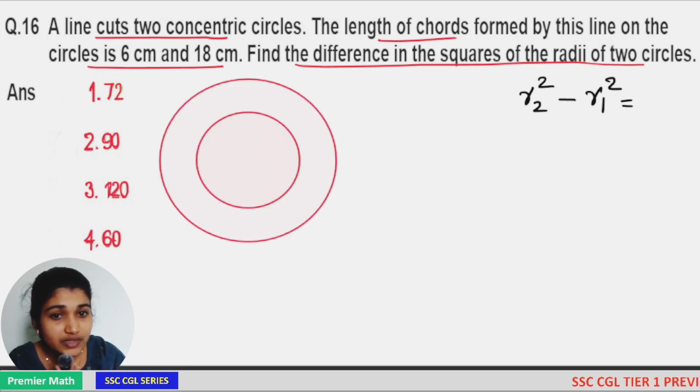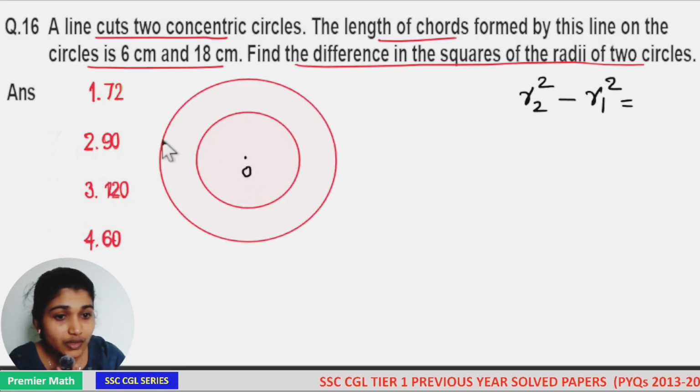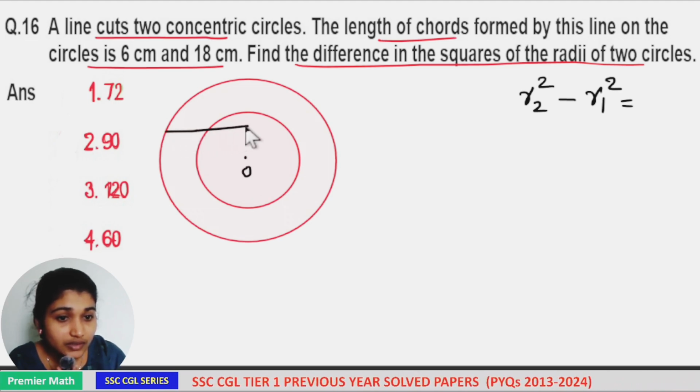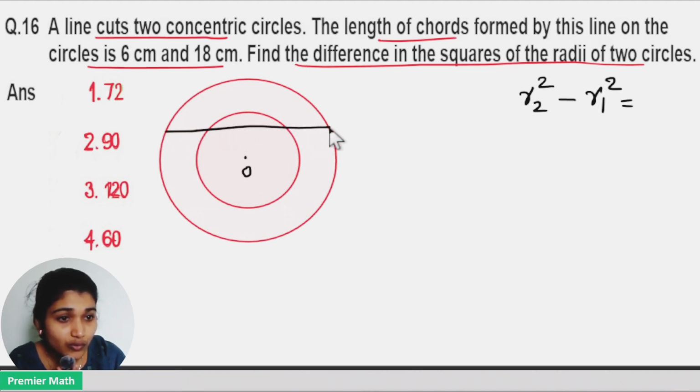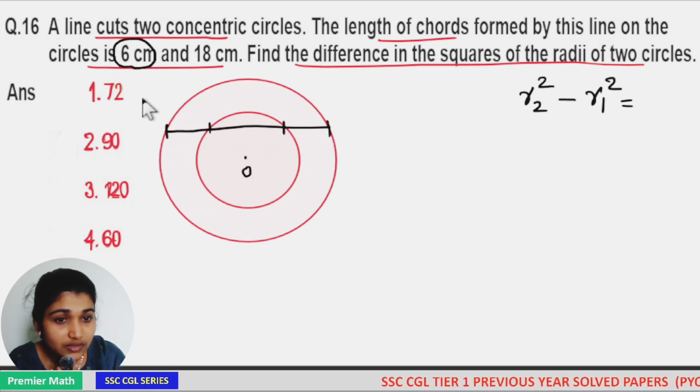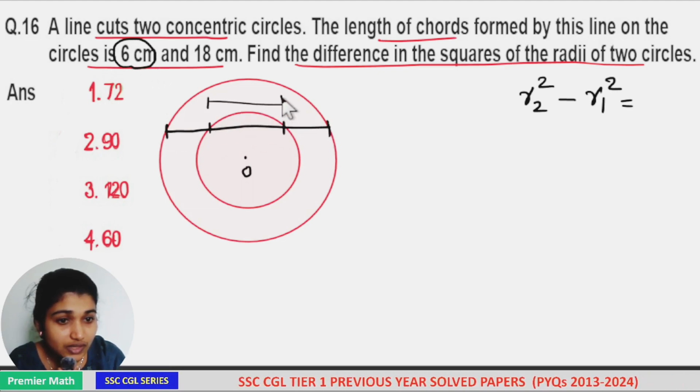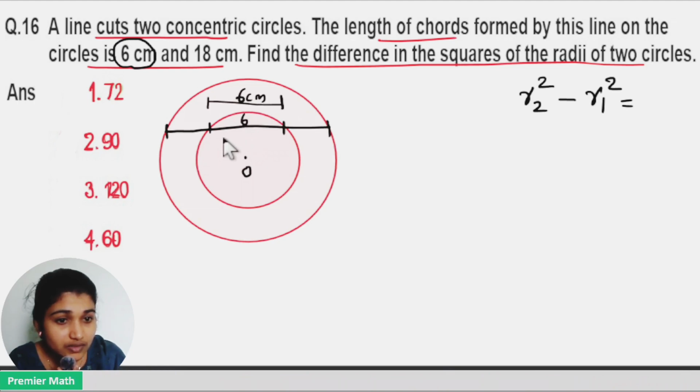Here these are two concentric circles with the same center. Now a line forms two chords. Here the smaller chord is this one and the largest chord is this one. The smaller chord length is 6 centimeter, that is, this length is equal to 6 centimeter. Then the larger chord length is 18 centimeter.